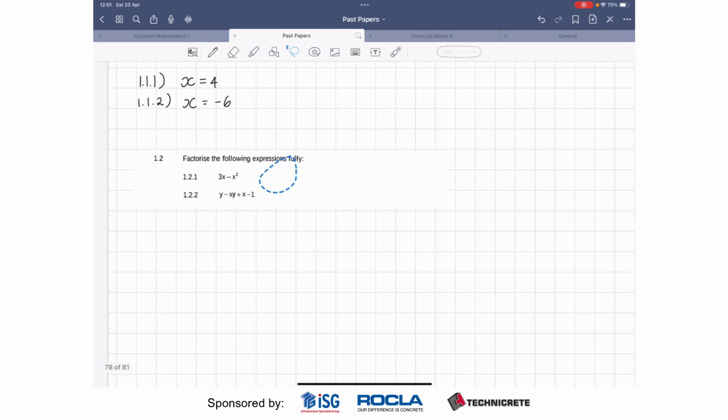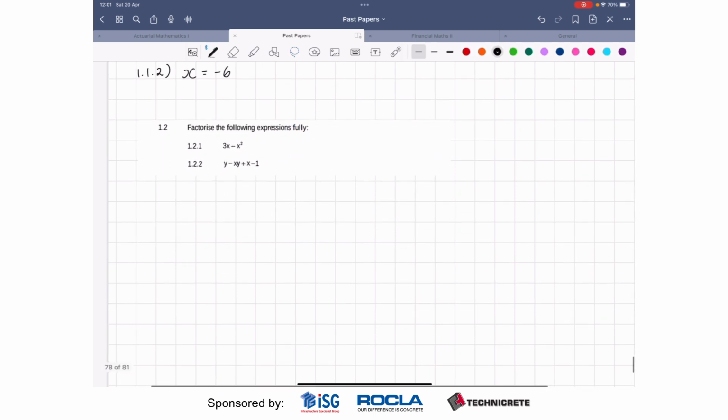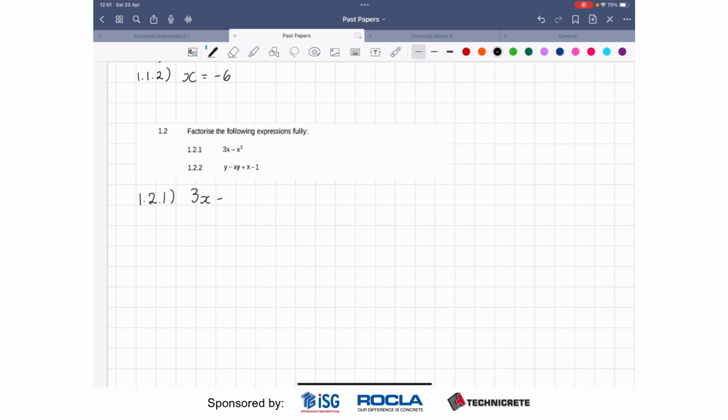Then part 1.2, we're asked to factorize the following expressions. So for 1.2.1, I'm given 3x minus x squared. And I can see that I have a common factor x in each of these terms, so I'm going to take out the common x. And then I have a bracket, and the first term left in the bracket is going to be 3, and the second term left in the bracket is going to be x. And if you're not sure, you can multiply the x back into each term in the bracket, and you'll see that you'll get exactly what you started with here.